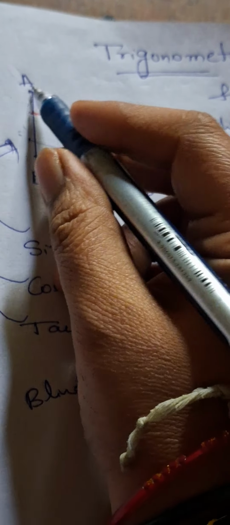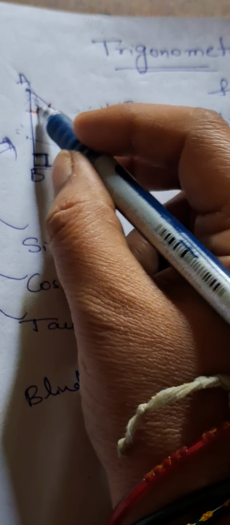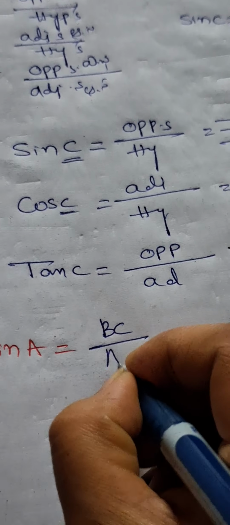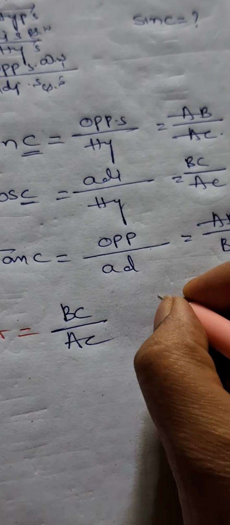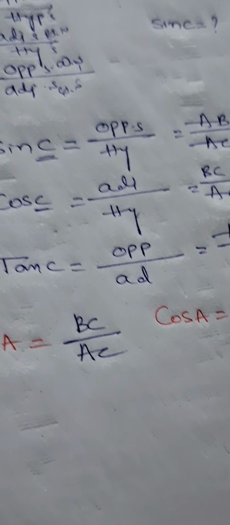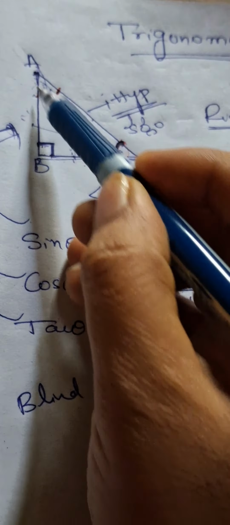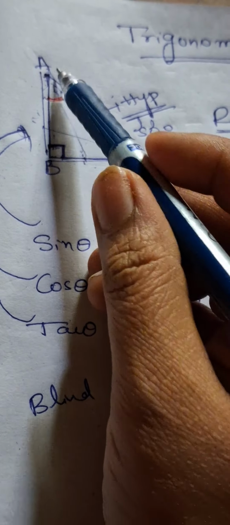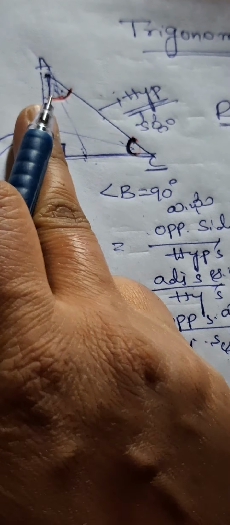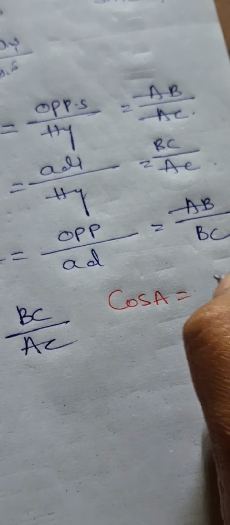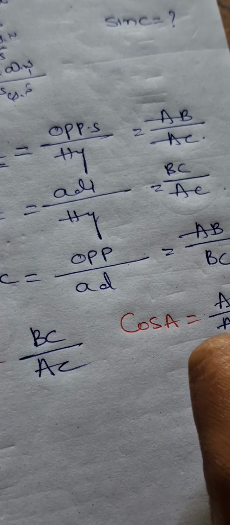What is the formula for sin A? Opposite side by hypotenuse. Exactly opposite of A. We have to take angle A here. So opposite side BC by hypotenuse AC. And next, cos A. What is cos A? This is A, the side adjacent to it. So cos A, adjacent side by hypotenuse. You know, AB by AC.